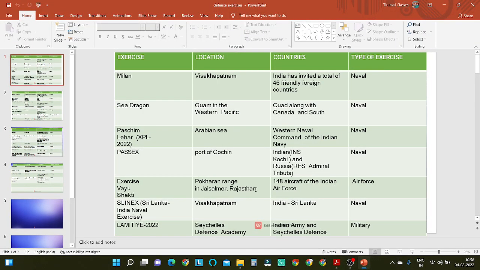So the next is Paschim Lehar. The word Paschim indicates west. So it is taking part in the Arabian Sea, and it is also a naval type of exercise. When an exercise is taking place in a water body, it is generally a naval type of exercise.